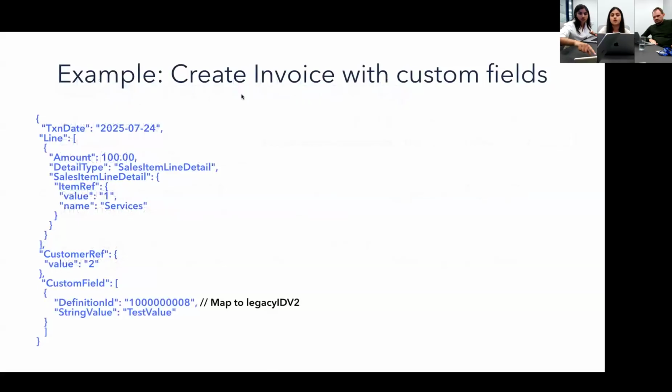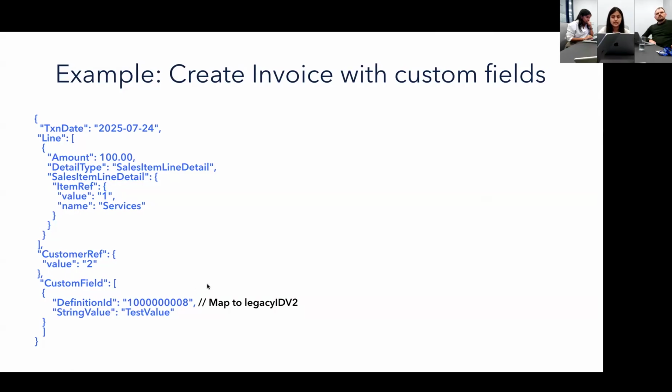Here is an example of an invoice. Here I'm creating an invoice with custom fields. Let me show you what I meant by mapping the legacy ID v2. Here we have the definition ID. Here I'm passing a value, the ID. This ID is the legacy ID v2. And we have the string value. This is the value that I'm passing to this custom field. When I create an invoice using this API and I check it on the UI, I would be able to see this value attached to this custom field.